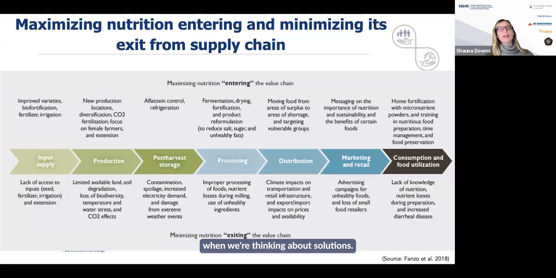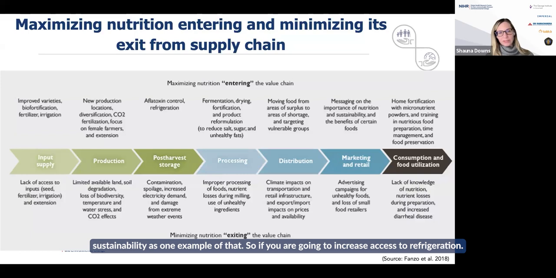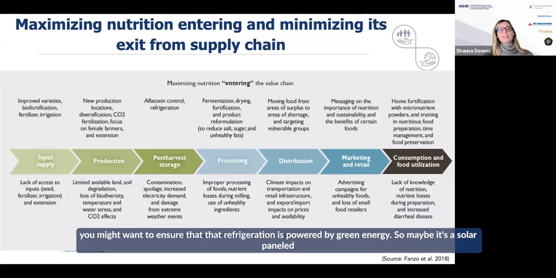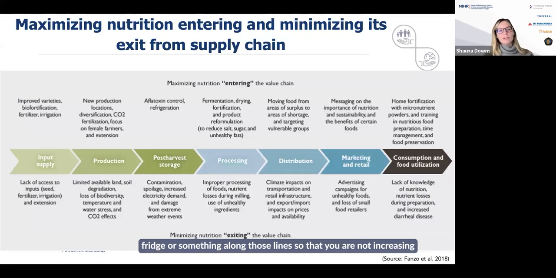we have to be intentional about the potential impact on other aspects of the food system we care about. So sustainability as one example of that. If you are going to increase access to refrigeration, you might want to ensure that refrigeration is powered by green energy. So maybe it's a solar paneled fridge or something along those lines, so that you are not increasing the emissions related to adopting this intervention.